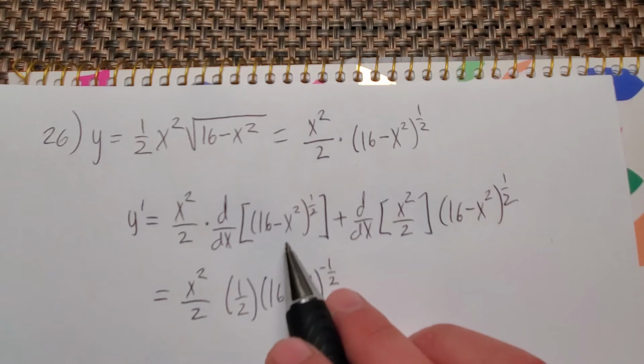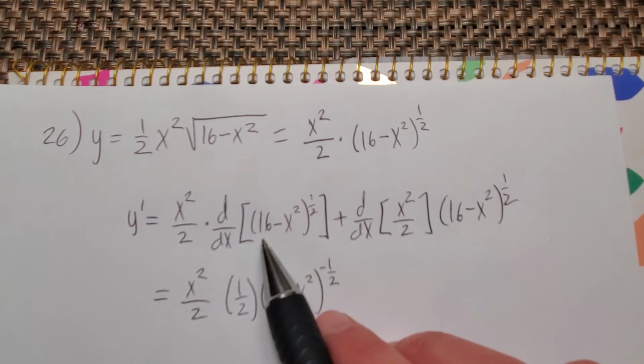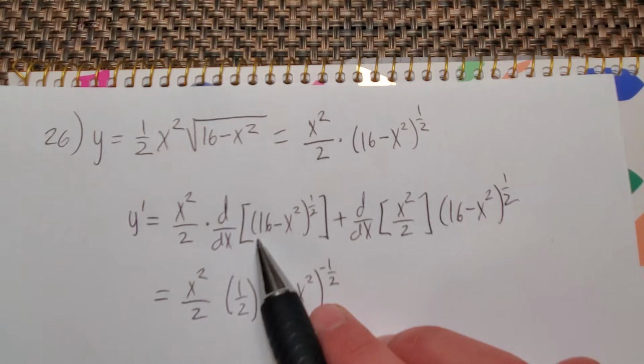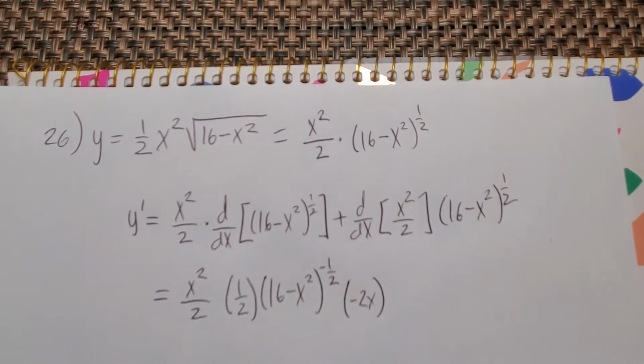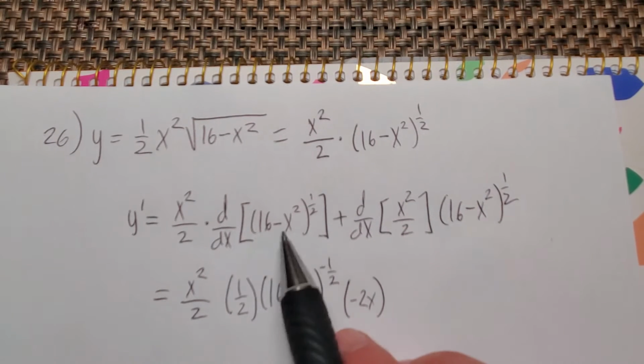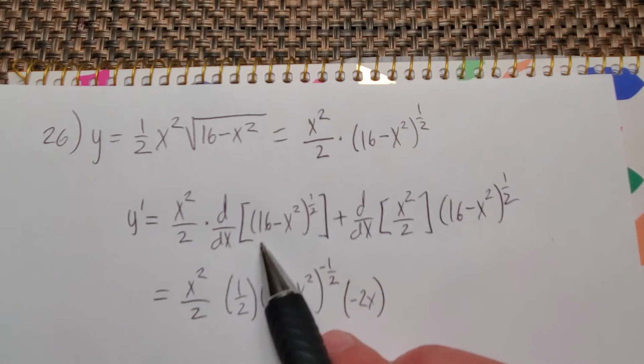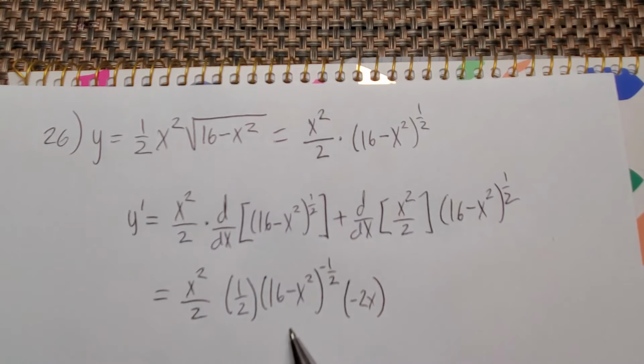To find the derivative of that, let's just do it in parts. The derivative of 16 is just 0. That's one of the rules that we learned back in section 3.2. And then the derivative of minus x squared is going to be minus 2x. So the derivative of this entire thing, 16 minus x squared to the 1/2, turns into 16 minus x squared to the negative 1/2 times negative 2x: the derivative of the outside times the derivative of the inside.